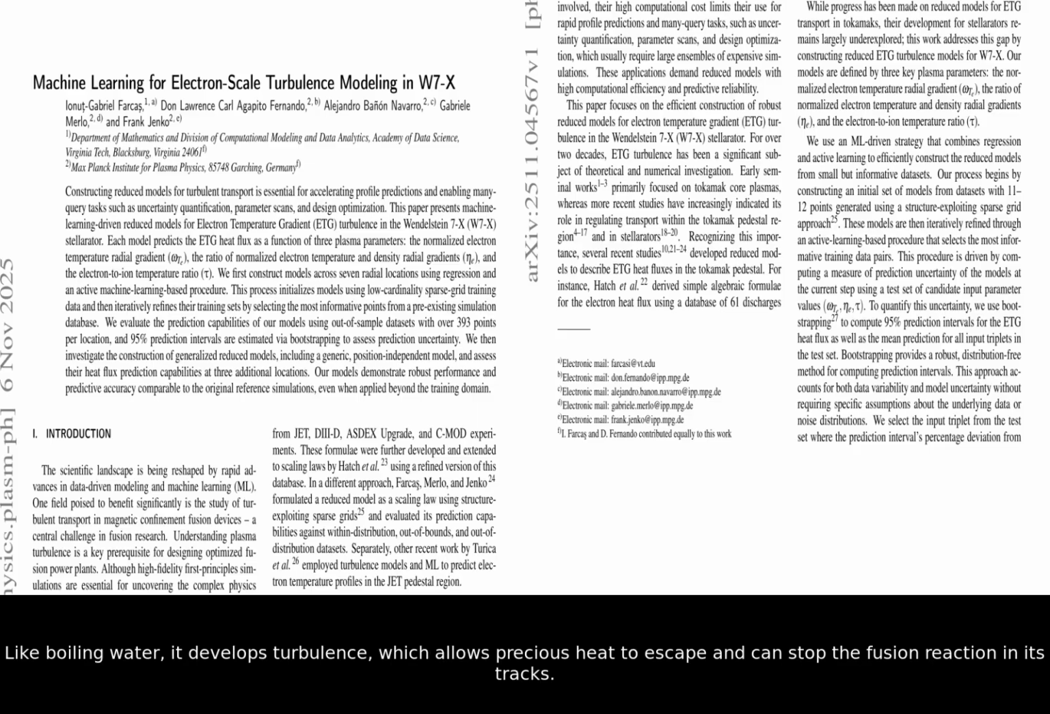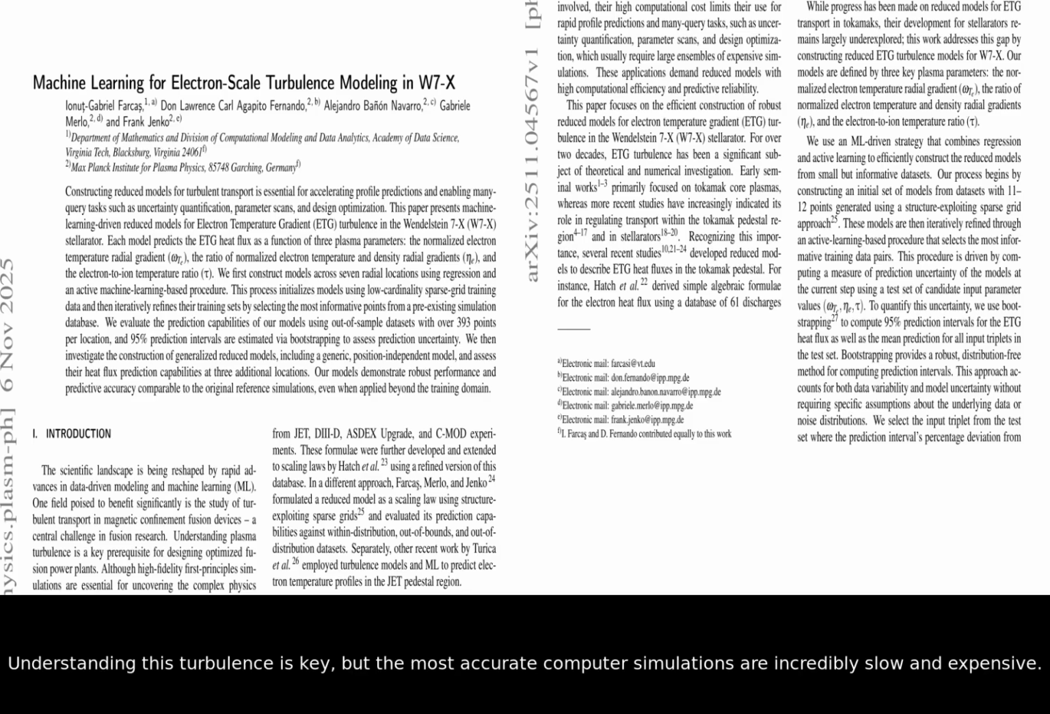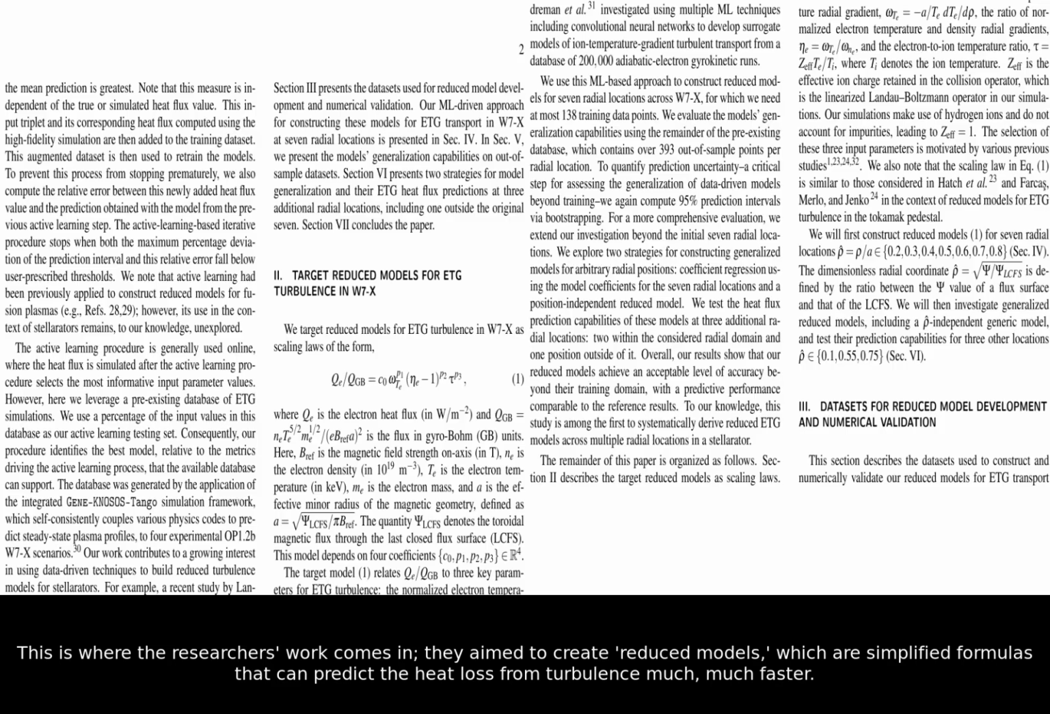Like boiling water, it develops turbulence, which allows precious heat to escape and can stop the fusion reaction in its tracks. Understanding this turbulence is key, but the most accurate computer simulations are incredibly slow and expensive. This is where the researchers' work comes in. They aim to create reduced models, which are simplified formulas that can predict the heat loss from turbulence much faster.